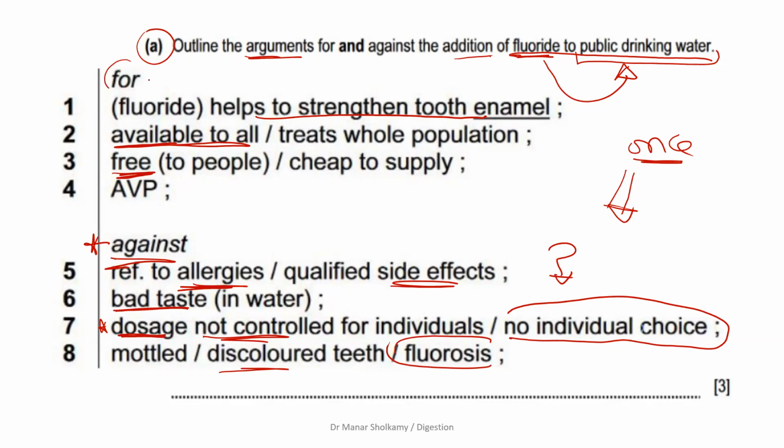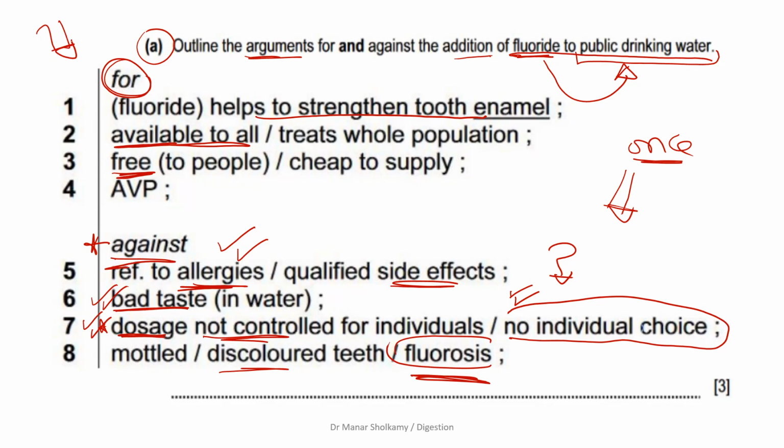These are the advantages. But the disadvantages: this might cause allergy to some people. It might give me a bad taste. You might add too much. You did not take my permission before you added the fluoride. And it might cause discoloration in the teeth of children, and this is called fluorosis. So is this question clear? Yes. Okay, anyone has any questions?